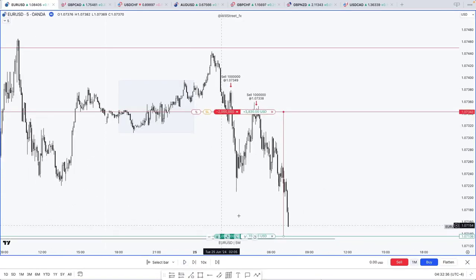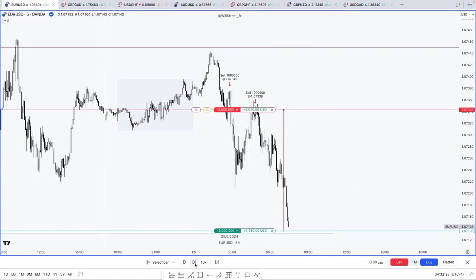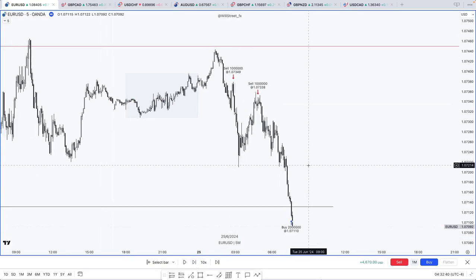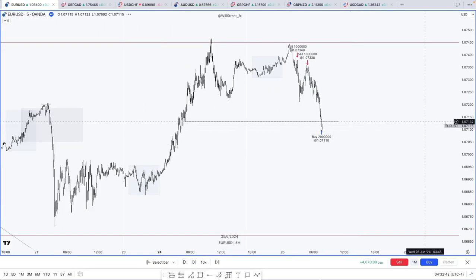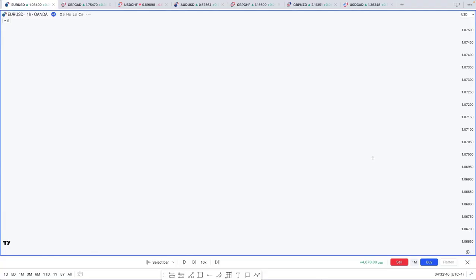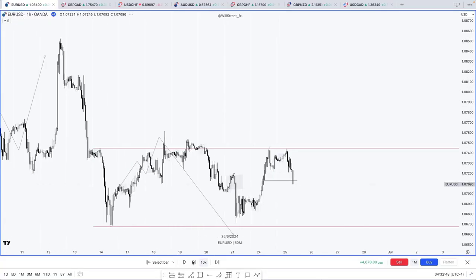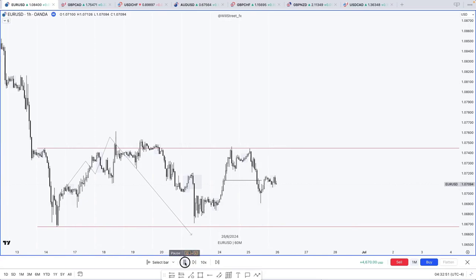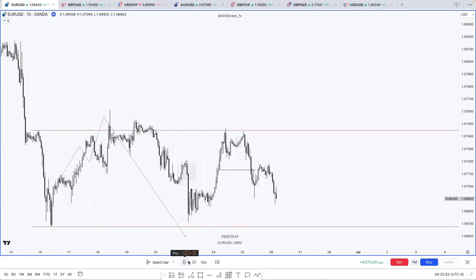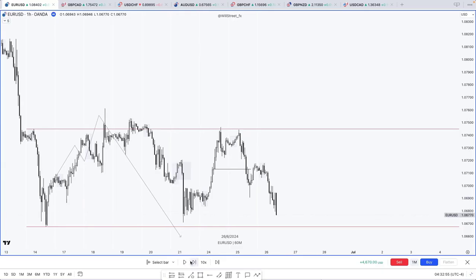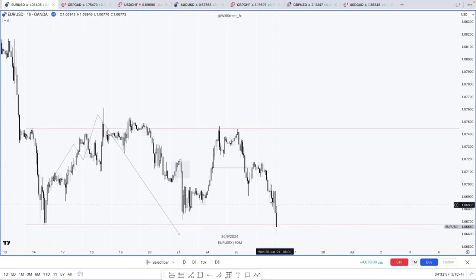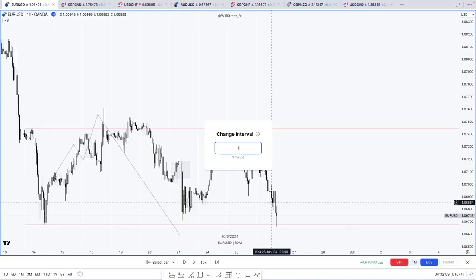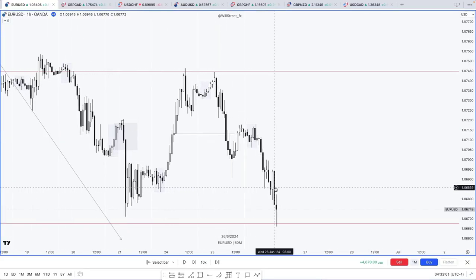Let's see if we can find another. No, it's going straight to take profit. Remember, this is the final down liquidity. Let's see if we can find another setup. New day. There's news that day, I don't know, but going straight to the take profit.